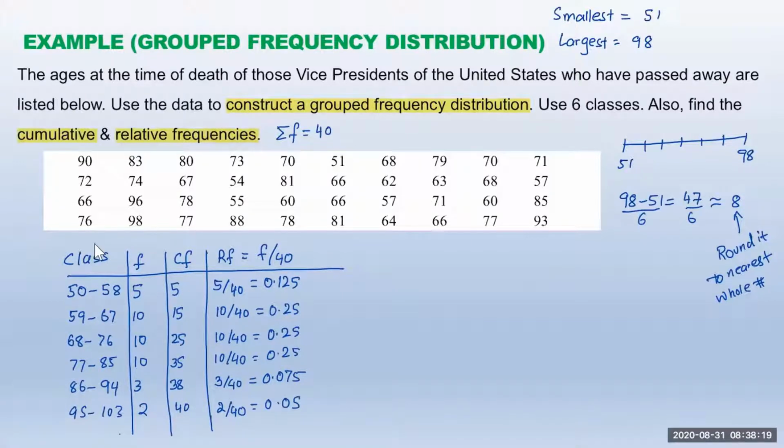We group the data based on class. We have the frequency, so it is the group frequency distribution. And on the same group frequency distribution, we find the cumulative frequencies and also the relative frequencies.